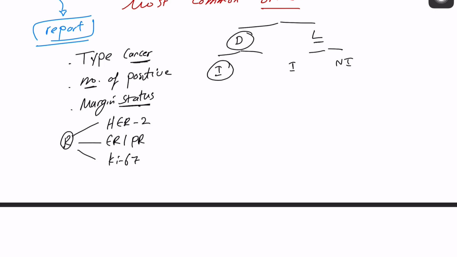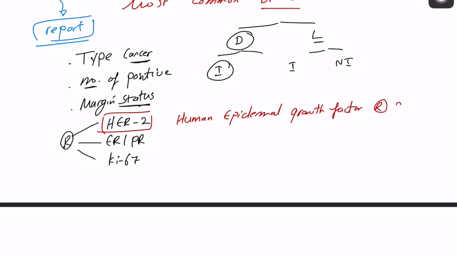So you might be asked next, what's HER2? It's called human epidermal growth factor receptor 2. The reason why we're interested to know more about human epidermal growth factor receptor 2 is because this basically has a very bad prognosis in patients with breast cancer. And also there is a certain medication called trastuzumab that works on the human epidermal growth factor receptor 2 and basically blocks it.